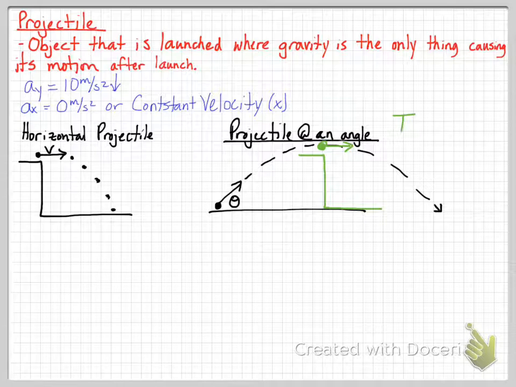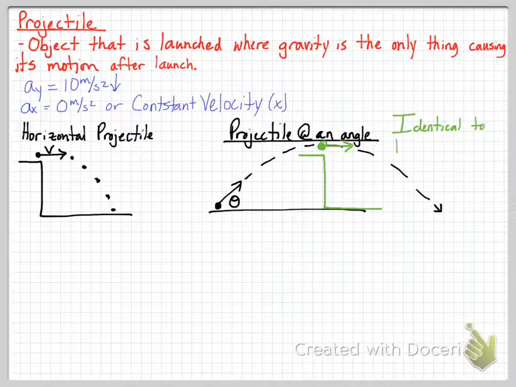and lands on the ground. Now, I've drawn a picture here that looks identical to our projectile horizontally here in the middle of our angle projectile picture to represent that if you take the second half of the projectile at an angle, it is identical to a horizontal projectile. It's identical.